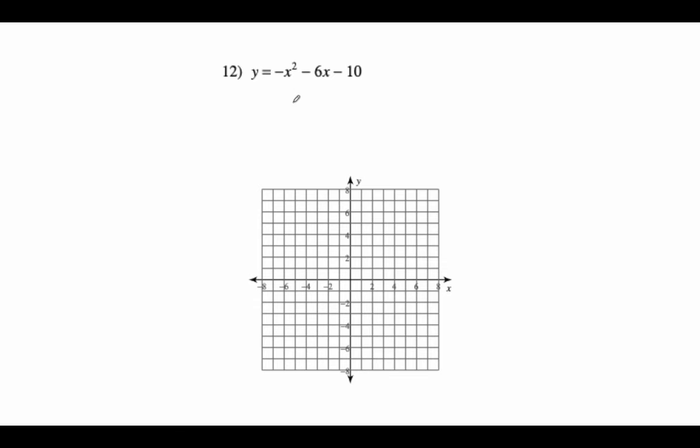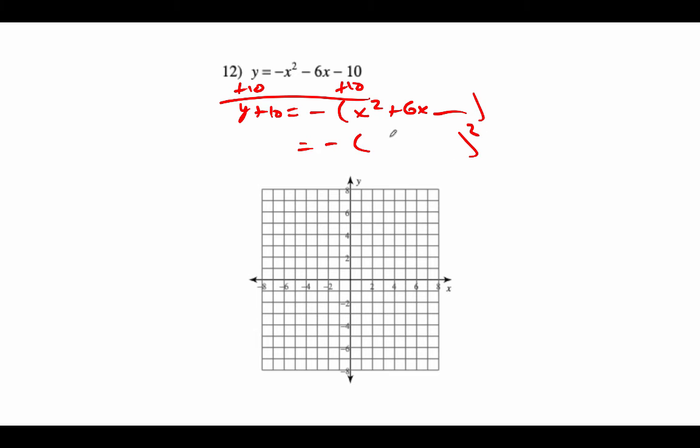Graph. I think this is a hard one because the value of A is negative. I would move the 10 over. And I'd have y plus 10 equals, now I factor out a negative. And then I have divide by 2, square it, plus 9. But I have to remember, times a negative, that's really minus 9, and I get y plus 1. Bring that back, y equals negative x plus 3 squared minus 1.